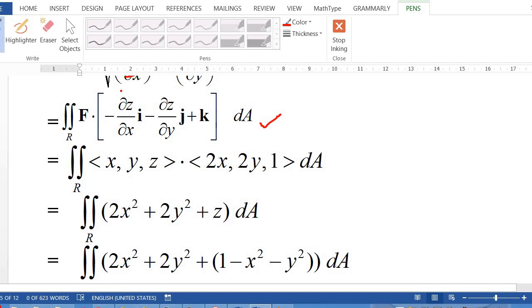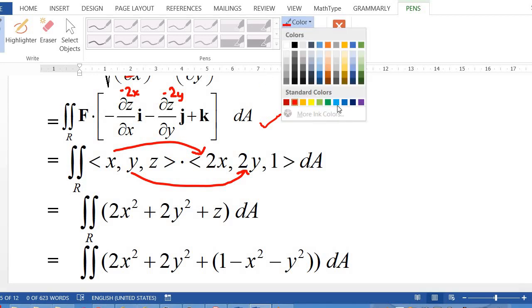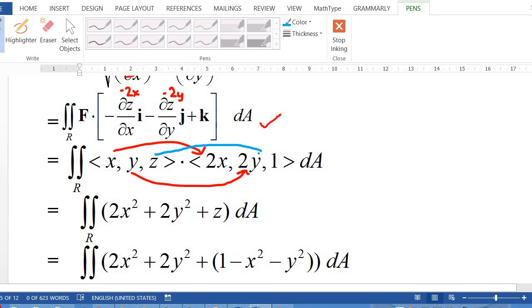So you obtain z_x is negative 2x and z_y is negative 2y. Negative, negative gives positive 2x, and negative, negative gives positive 2y, with component k being 1. Then do the dot product first, F dot n. You have x times 2x, which is 2x squared, and y times 2y, which is 2y squared. Lastly, for the component k, z multiplied by 1, so plus z, dA over region R.